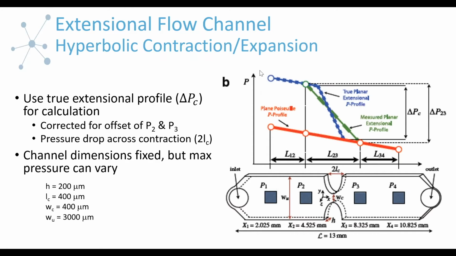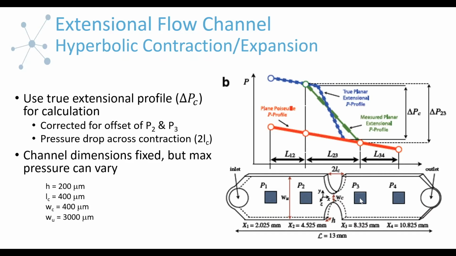And so when we look at the pressure drop as a function of position, we see this larger drop that occurs as we move through the contraction. And this is the region that you're going to look at when you calculate the extensional viscosity. Because actually, you can calculate the shear viscosity just by looking at what happens between pressure sensors 1 and 2 and 3 and 4. But the extensional information is really coming from the drop between P2 and P3.